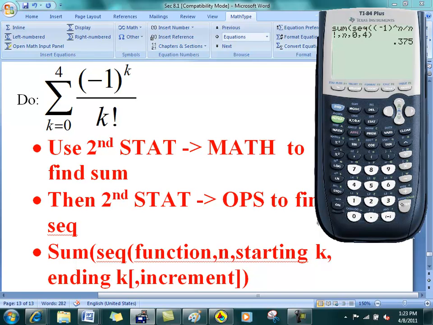Yeah, there'll be a manual way, but what if the 4 was a 400? Then what are you going to do?